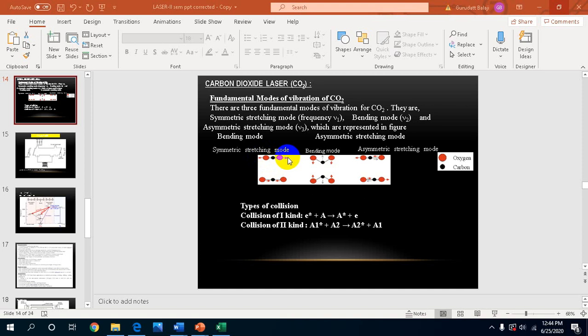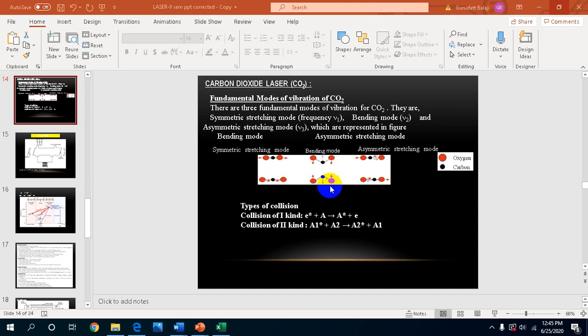In the bending mode, the molecule ceases to be exactly linear as the atoms move perpendicular to the molecular axis. In asymmetric stretching mode, all three atoms oscillate, but while both oxygen atoms move in one direction, the carbon atom moves in the opposite direction. So these are the three fundamental modes of vibration for each CO2 molecule. The internal vibrations of a carbon dioxide molecule can be represented approximately by a linear combination of all three normal modes.